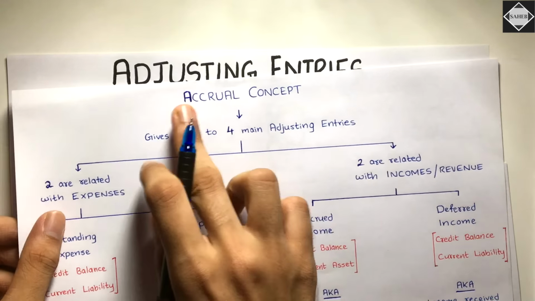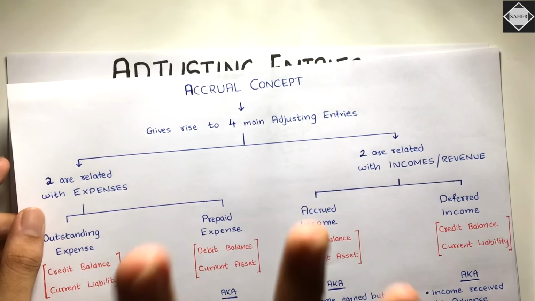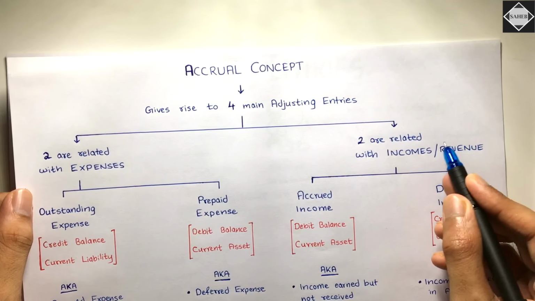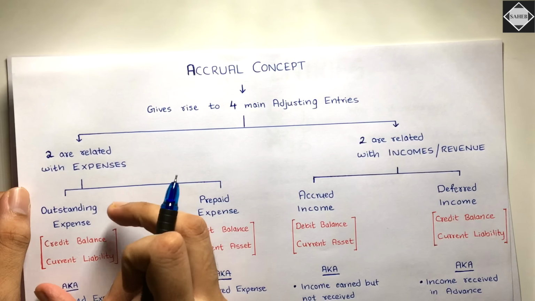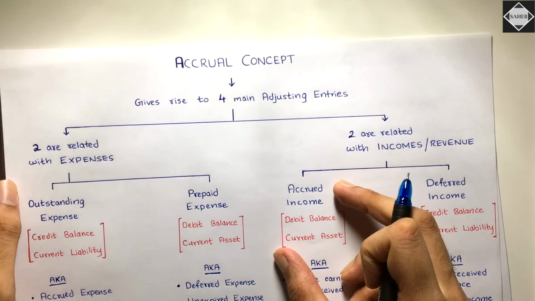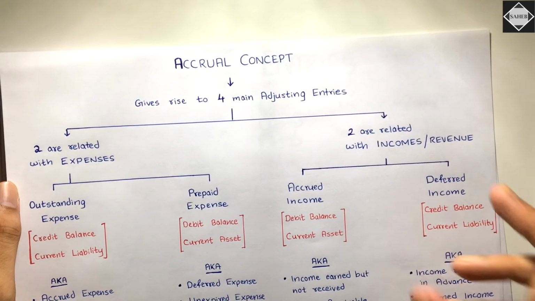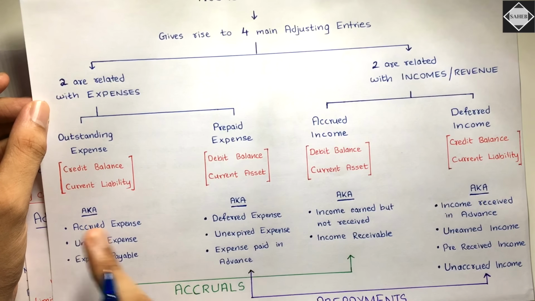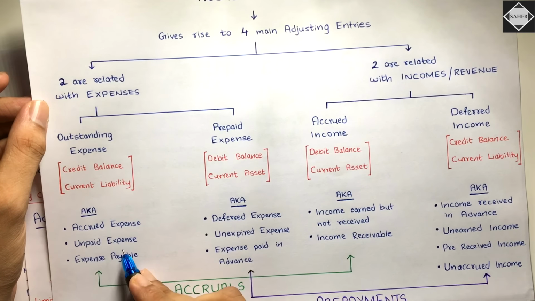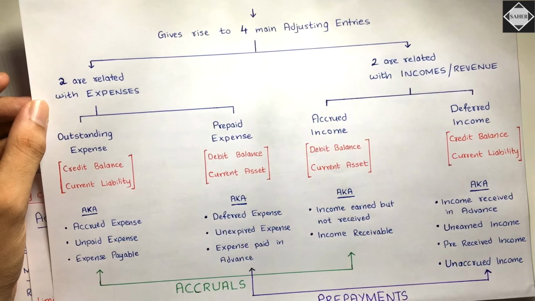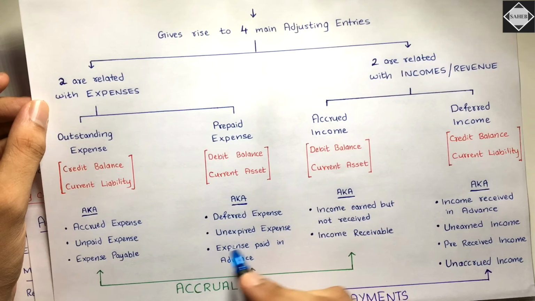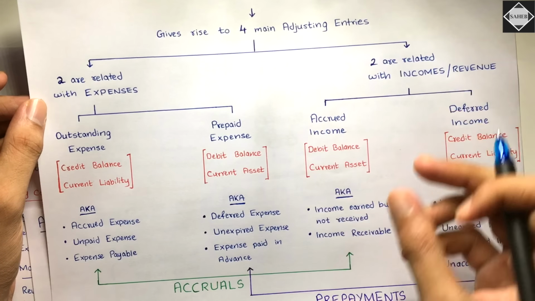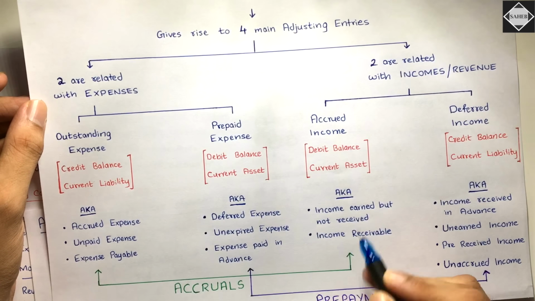See here, because of the accrual and matching concept, we have 4 main adjusting entries. 2 are related to expenses and 2 are related to incomes or revenue: outstanding expense, prepaid expense, accrued income, and deferred income. Now these also have different names. Outstanding expense is also known as accrued expense, unpaid expense, expense payable. Prepaid expense is also known as deferred expense, unexpired expense, expense paid in advance. Accrued income: income earned but not received, income receivable.